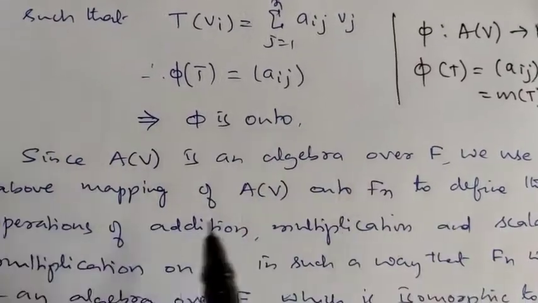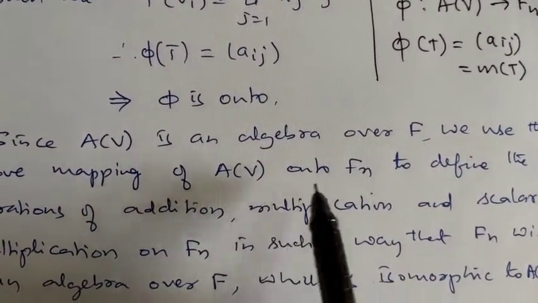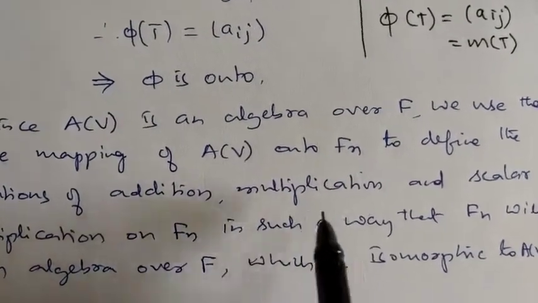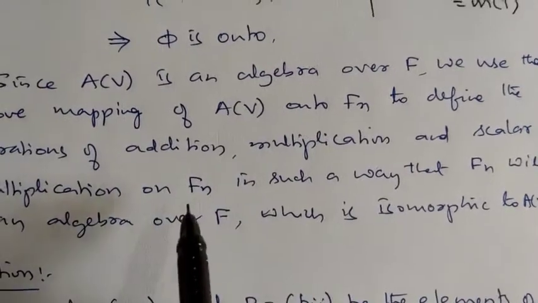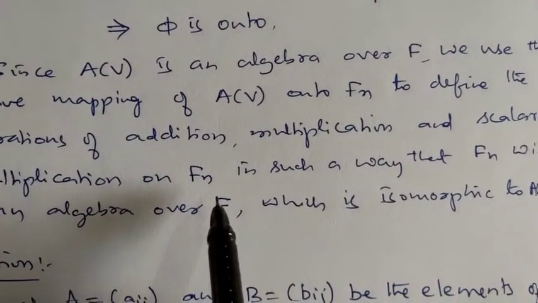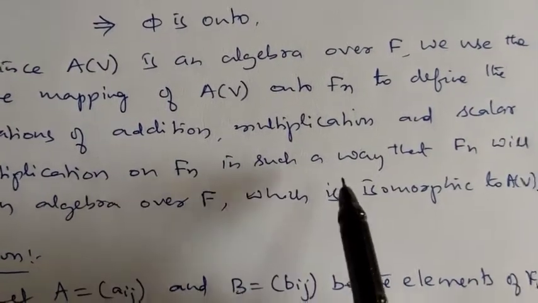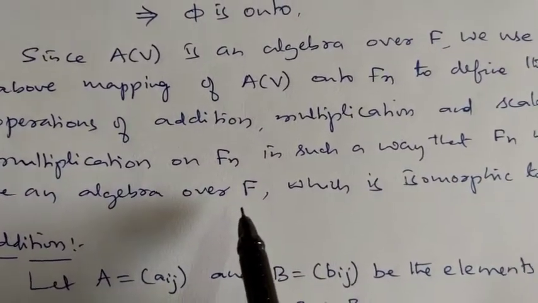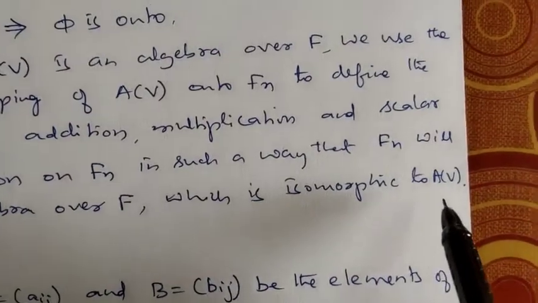So we use the above mapping of A of V onto Fn to define the operations of addition, multiplication and scalar multiplication on Fn, that is the set of all n cross n matrices, in such a way that Fn also becomes an algebra, which is isomorphic to A of V.